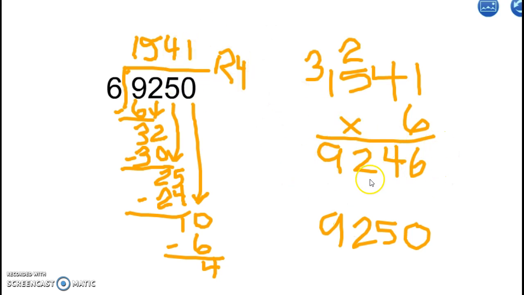If I did not get the answer or the dividend, then I know that what I did was wrong and somewhere I've made a mistake and I need to go back.